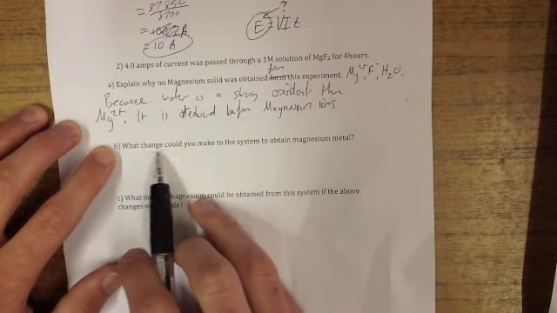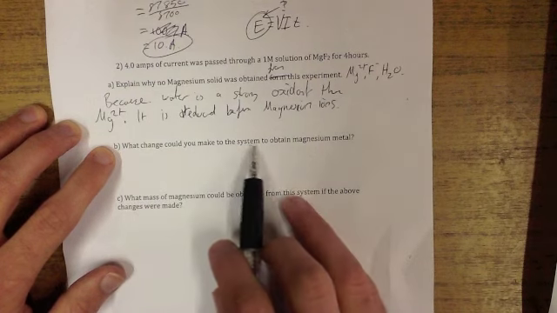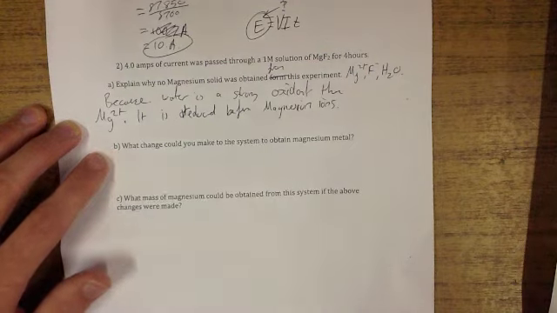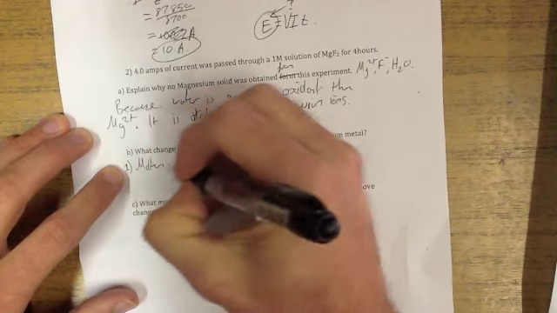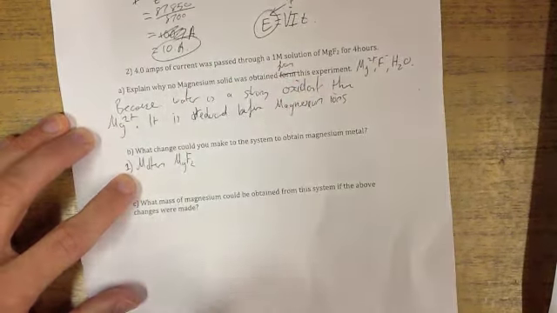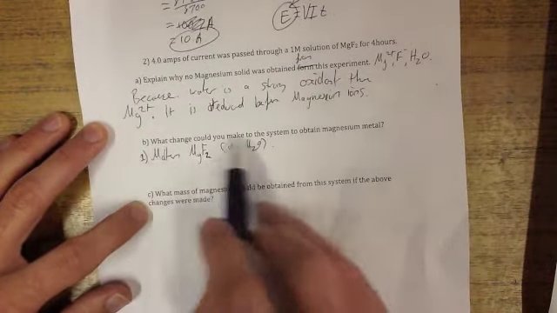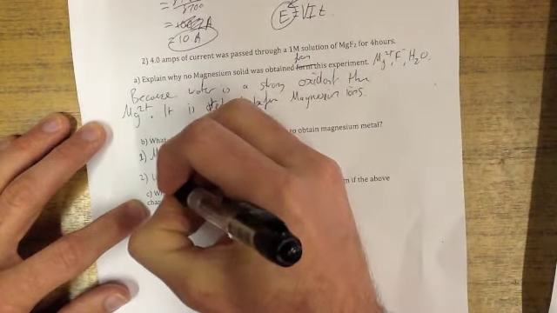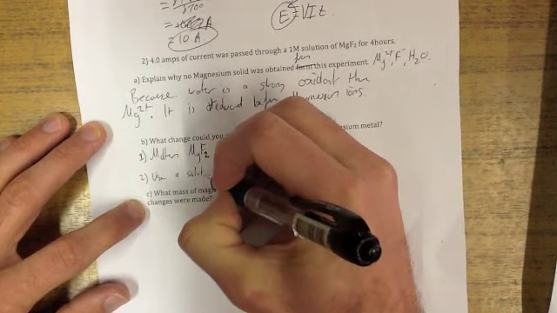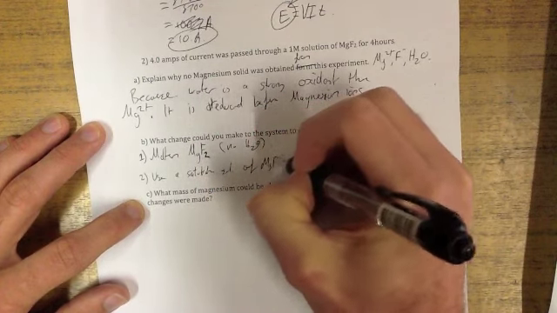Next question is, what change could you make to this system to obtain magnesium metal? Now, the two things that you can do, one is by using molten magnesium fluoride instead. So heat it up till it's a liquid, and that means you have no water. This is a good idea. However, you're going to take a lot of energy to heat this till it's molten. The second one is use a very strong saturated solution of MgF2.